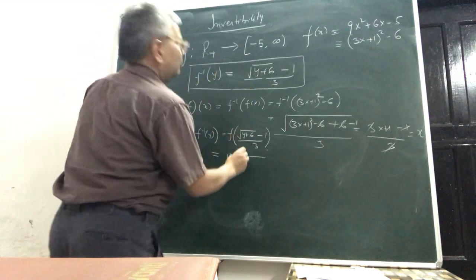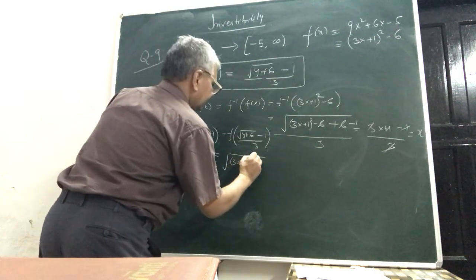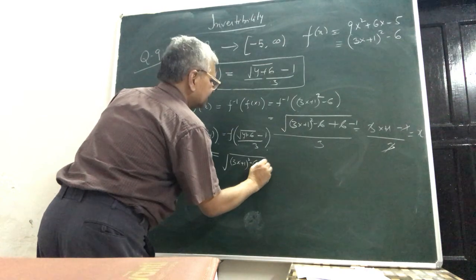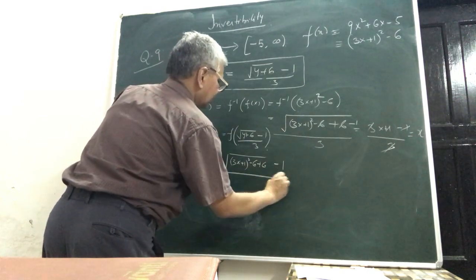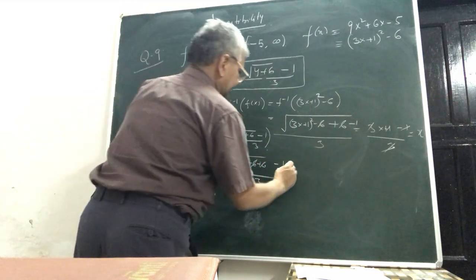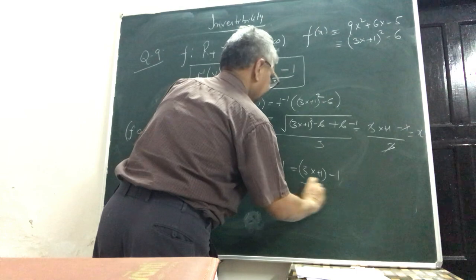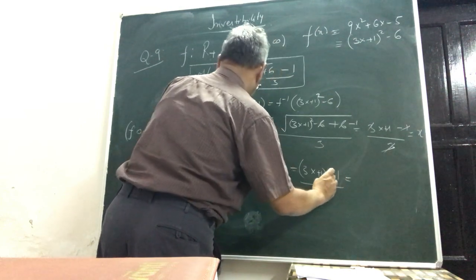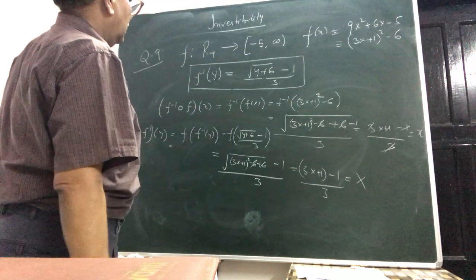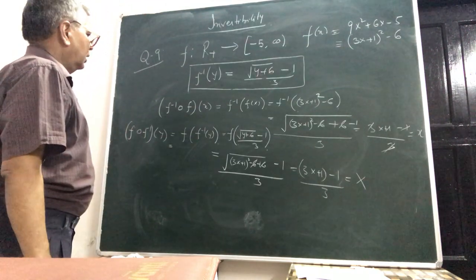So in place of y, how much are we going to write? (3x plus 1) whole square minus 6. In place of y, I have written this thing, plus 6 outside, minus 1 and whole upon 3. So this goes, this (3x plus 1) whole square outside the square, it will be 3x plus 1 and then minus 1 upon 3. So eventually it will give you x only.